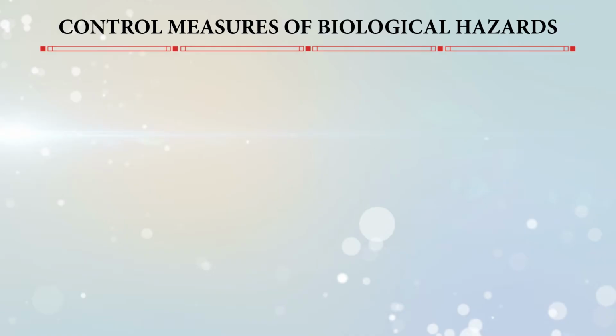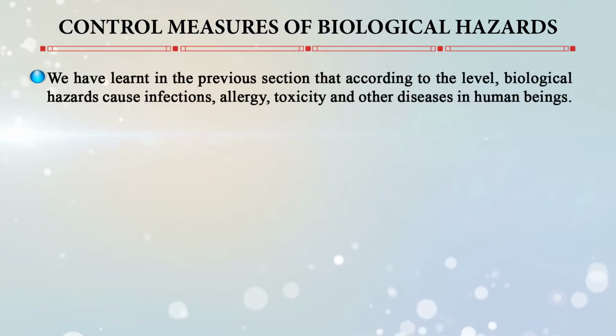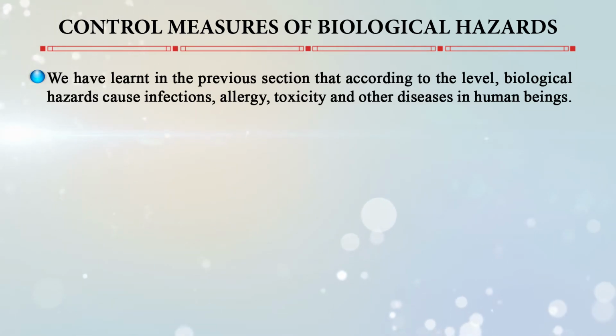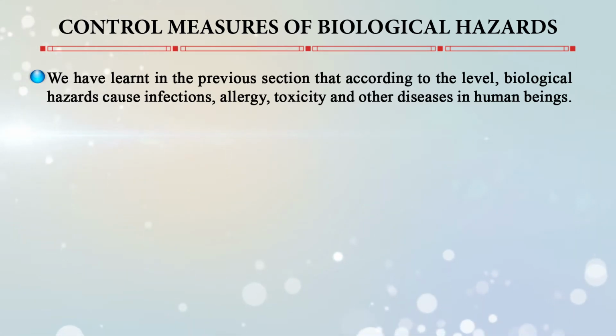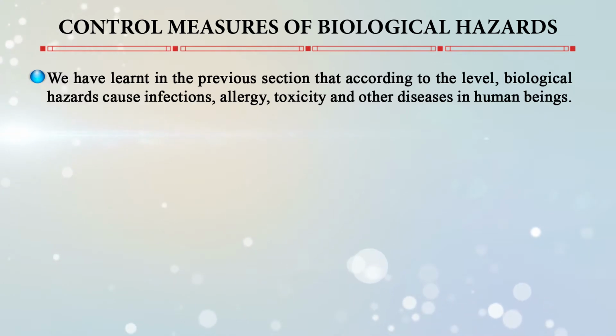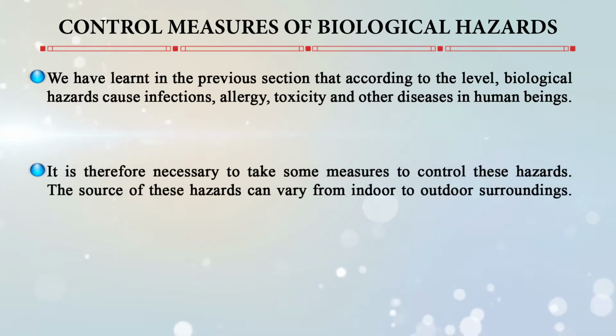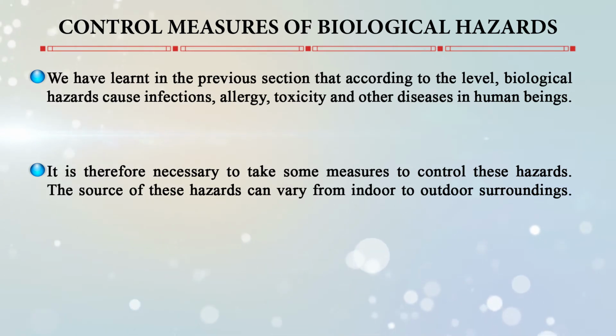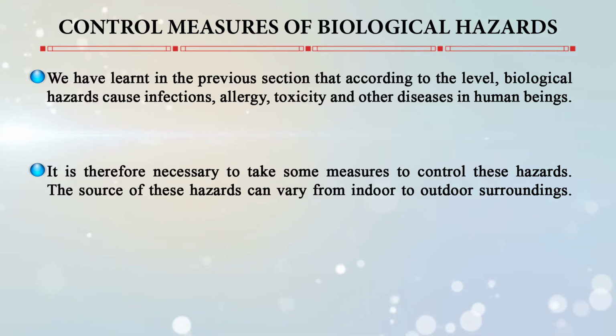Now that we know the levels of the biological hazards, are there any control measures for the same? We have learnt in the previous sessions that according to the level, biological hazards can cause infections, allergies, toxicity and other diseases in human beings. Therefore, it is necessary to take some measures that can control these hazards. The source of these hazards can vary from indoor to outdoor surroundings.